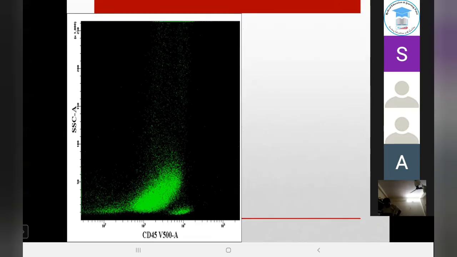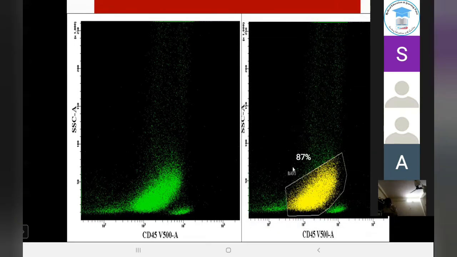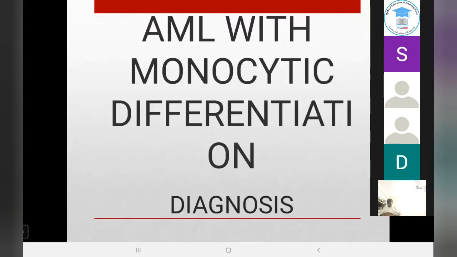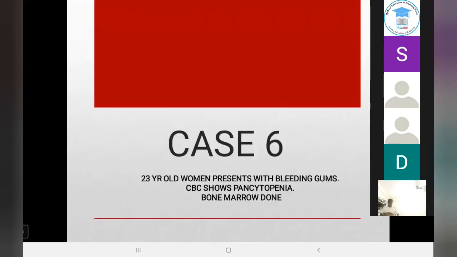So if you look at the position again of this case, you see that this population is going towards the monocytes. Do you see this? So when we look at the side scatter CD45, this graph itself will tell us that it may be monocytic leukemia. Okay? Am I clear? Do you have any doubts?